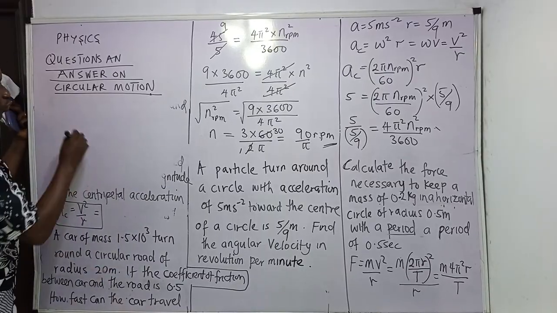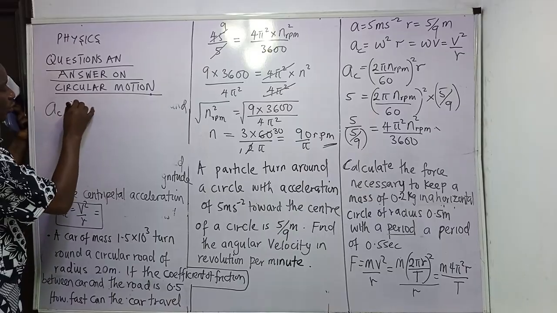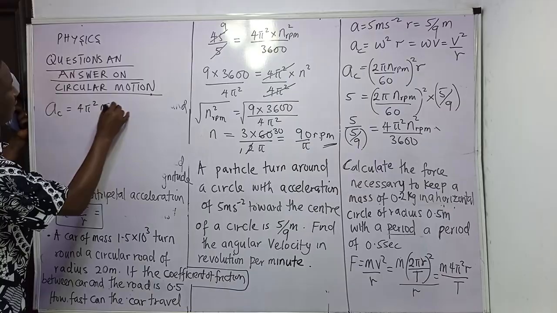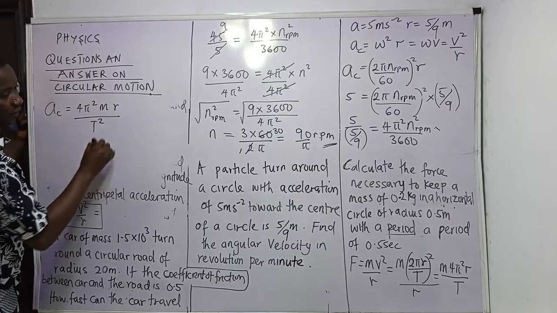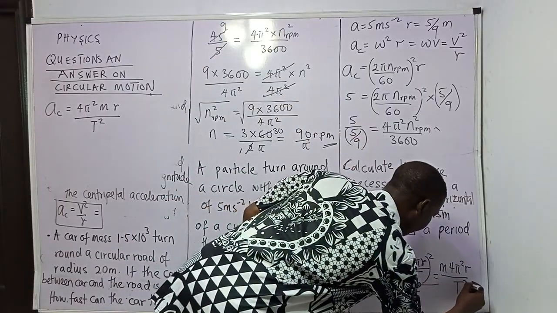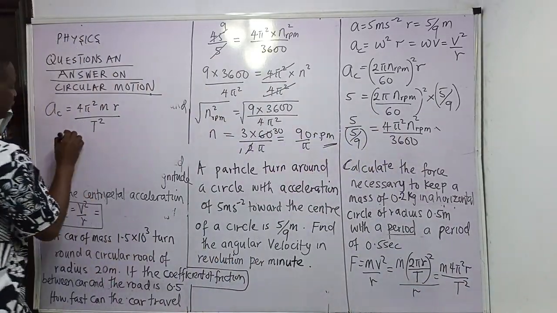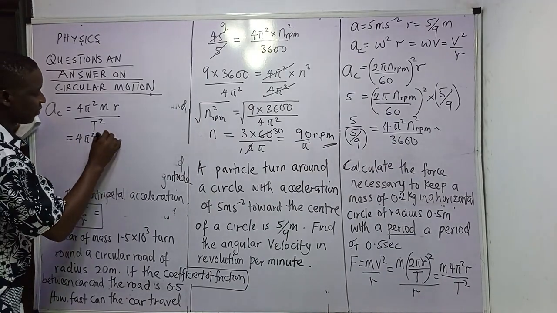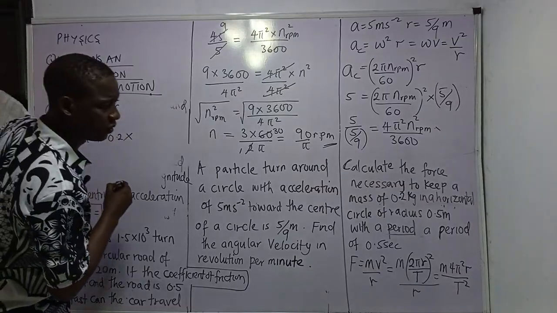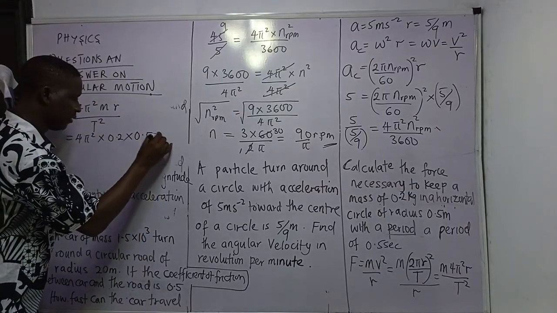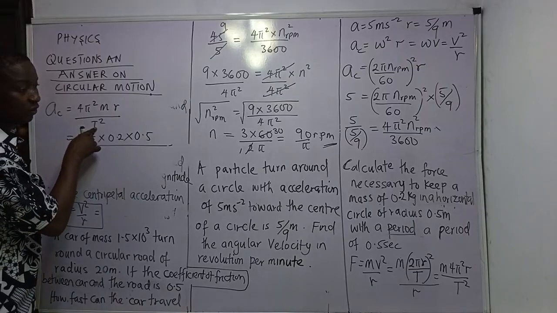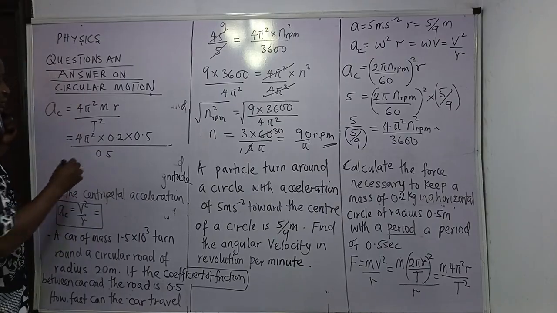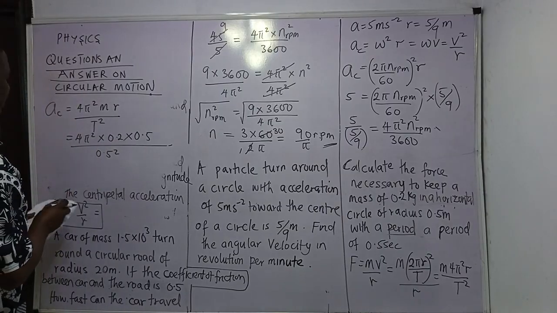So the centripetal force will be 4 pi square m r over T square. This one should be T square because of that, so we put it there. So 4 pi square times, what's our mass? 0.2. What's our radius? Radius is 0.5. Divide by, the period is given, so they don't need to give you velocity. So you have the 0.5 square.